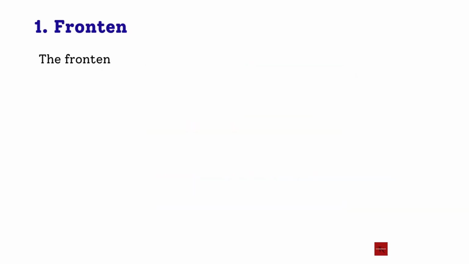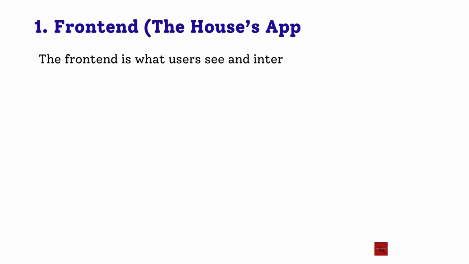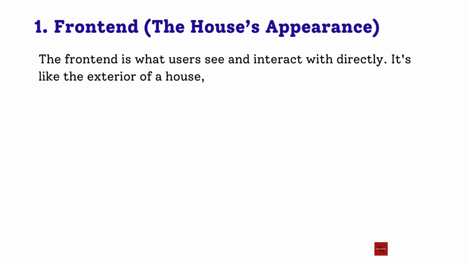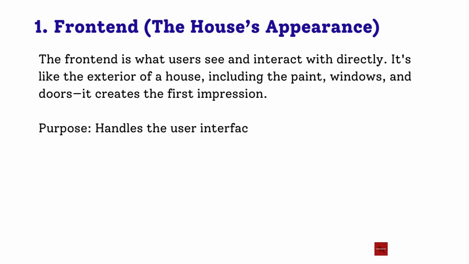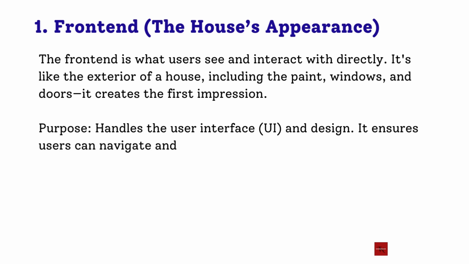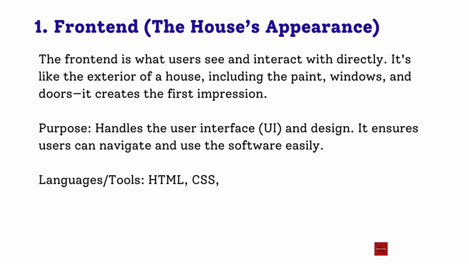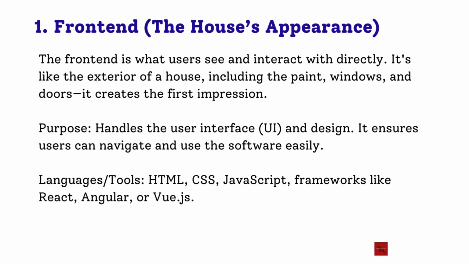The front end is what users see and interact with directly. It is like the exterior of a house, including the paint, windows, and doors. It creates the first impression. Purpose: handle the user interface and design. It ensures users can navigate and see the software easily. The languages used are HTML, CSS, JavaScript, and frameworks like React and Angular.